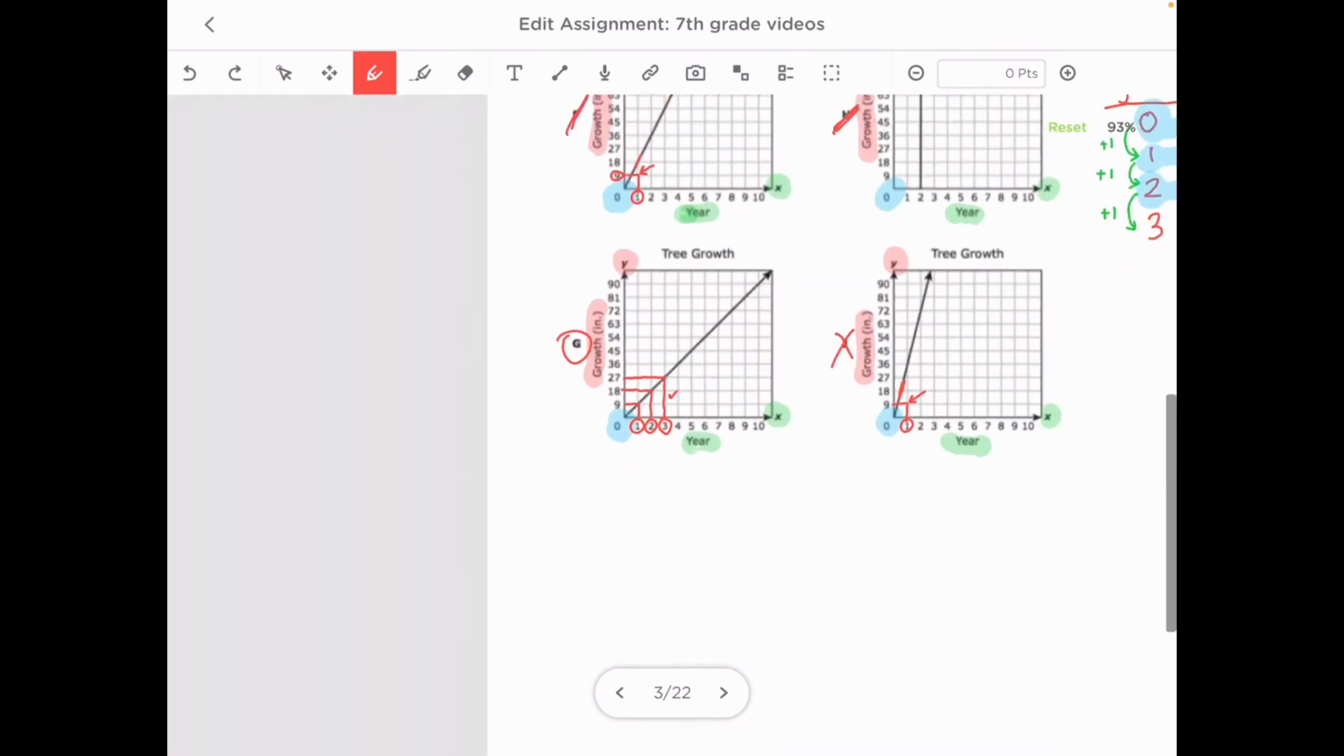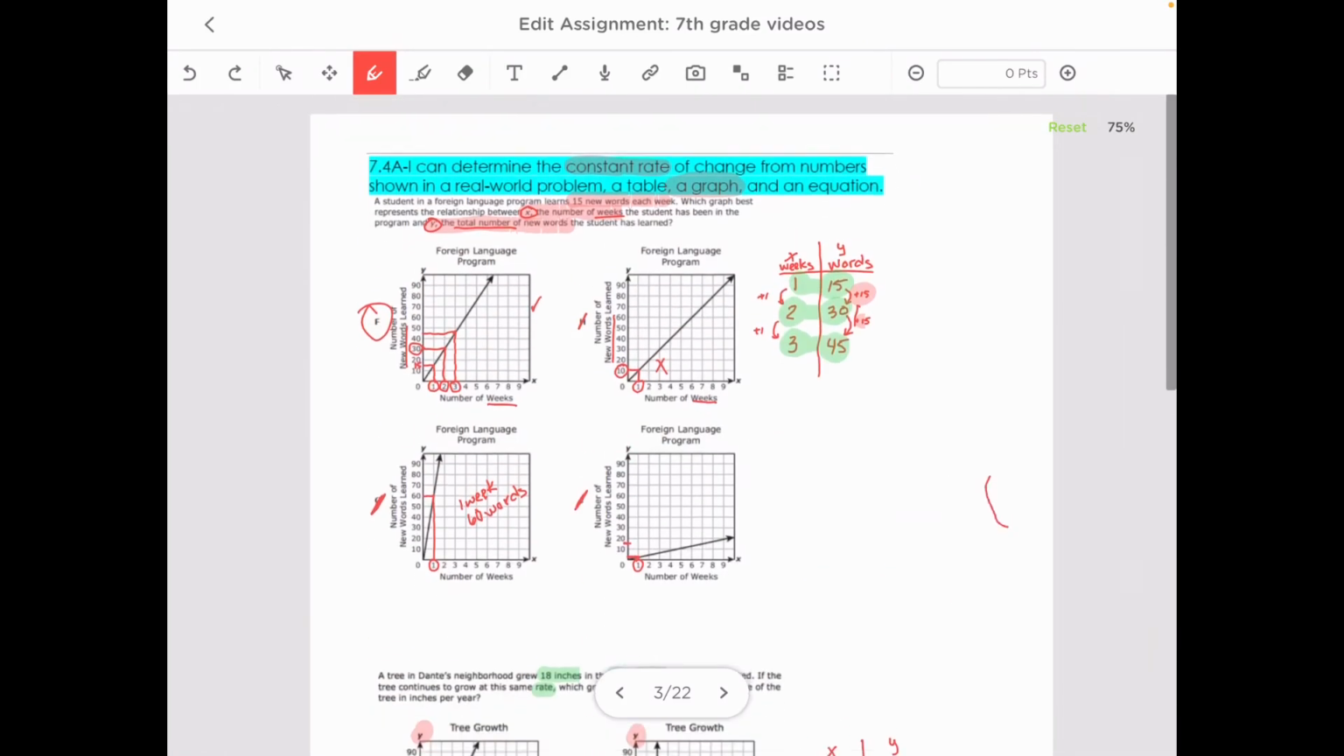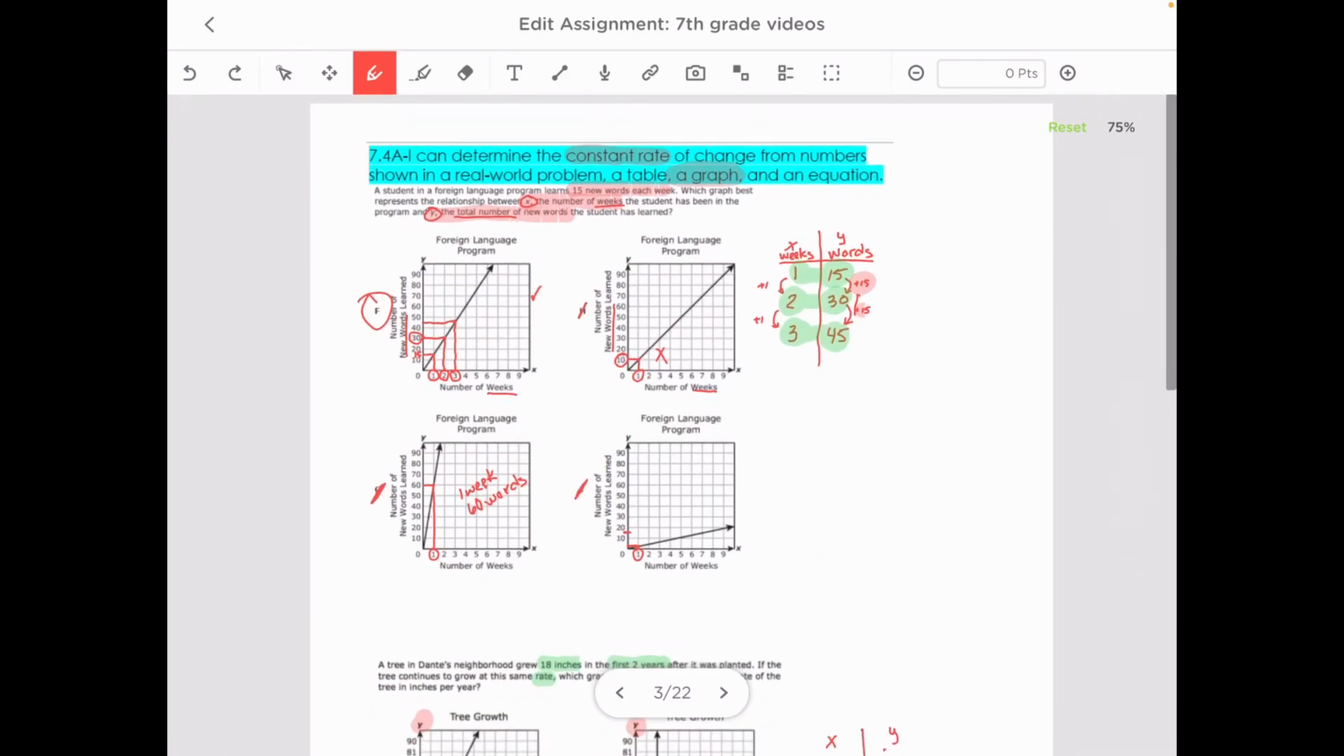So this is how you find the constant rate on a graph. I suggest that you create yourself a table. Maybe find 2 points. 2 points definitely. Minimum 2 points. I went ahead and I did 3. And then just go and try and see if they match on your graph.